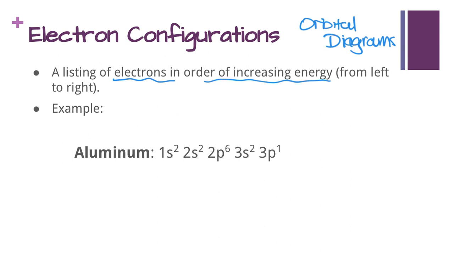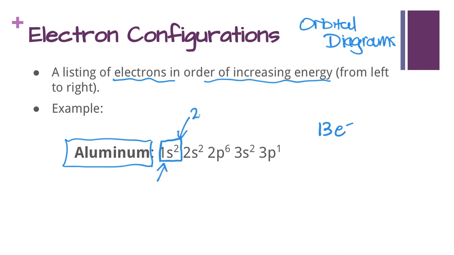So let's take the example of aluminum. Aluminum has 13 electrons total. We're just talking about its atoms, so we're not talking about any ions. So we've just got 13 electrons. If we go in order of filling them, there are 2 electrons in the 1s orbital. The way we represent that is we write 1s, and then we use a superscript of 2 to denote that there are 2 electrons in there.